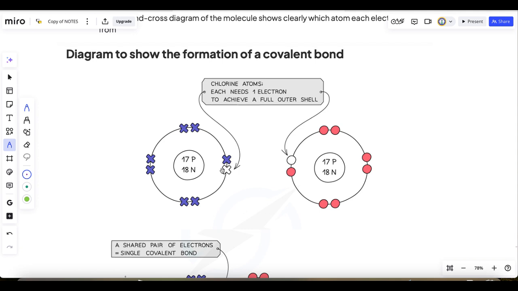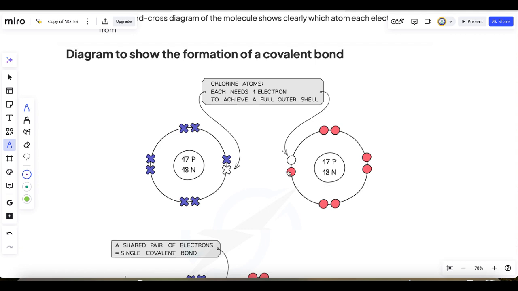Now let's take a look at it. If you look at the outer shell electrons, we're only focusing on the outer shell electrons. A chlorine atom has 7 electrons in the outer shell. This white one shows that it is in need of, meaning it does not exist yet. It's in need of 1 electron to complete its outer shell. Similarly, this one has 7 in the outer shell, and this white one is showing that it needs 1 electron to complete its outer shell.